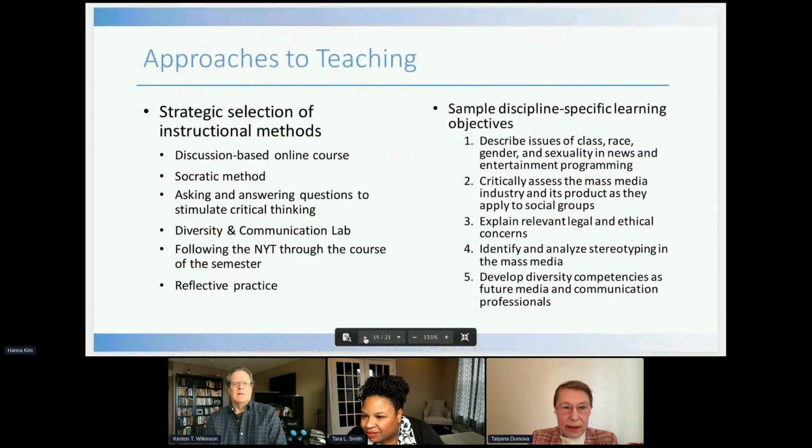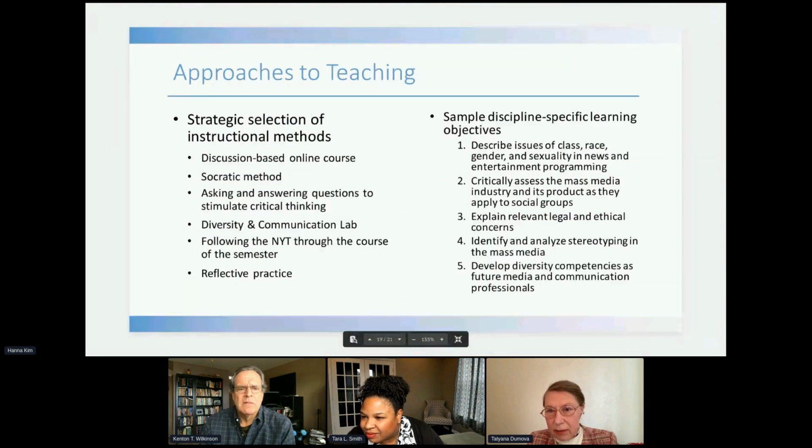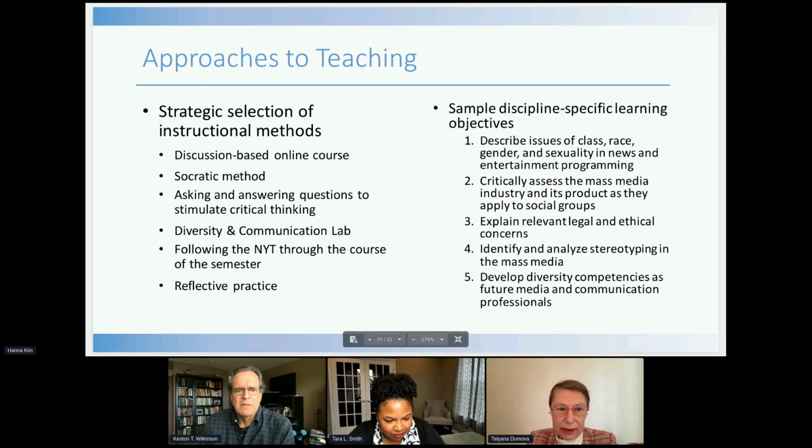There we go. So, different approaches, and someone asked in the chat already, how do you establish that atmosphere of trust, so students can feel safe to express their views and opinions? The answer here is that the selection of instructional methods is strategic, really very important. And discussion is one of those methods.